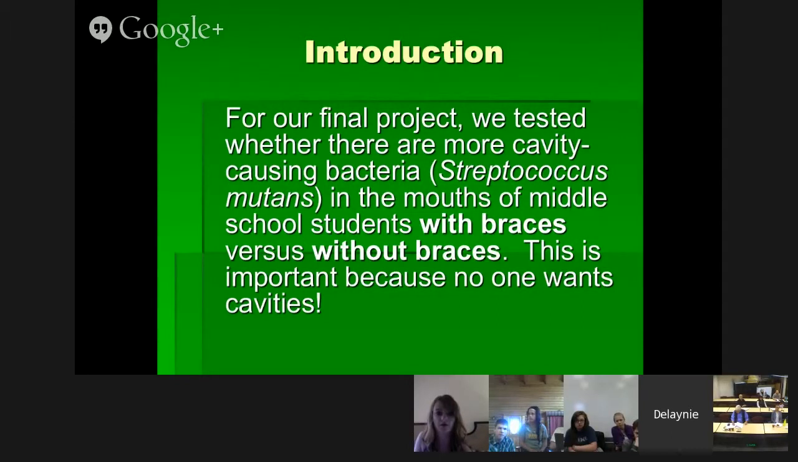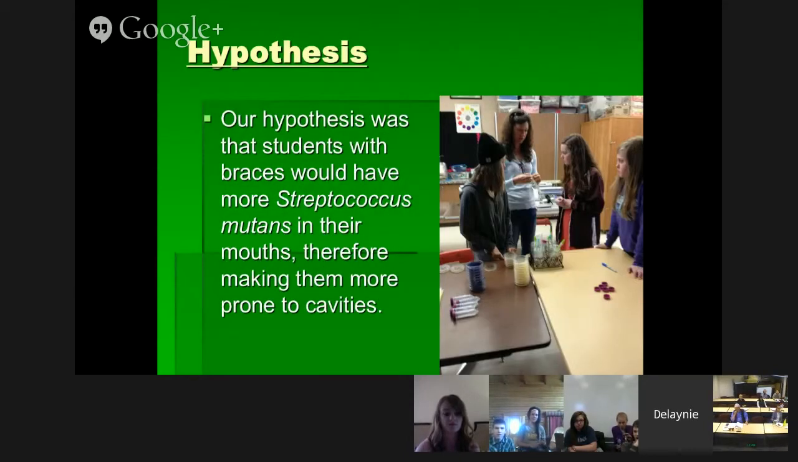So for our final presentation, we did a continuation of our infectious disease unit because we wanted to learn more about the bacteria of people with braces versus no braces. This is important because no one wants cavities. We thought that students with braces would have more Streptococcus mutans, which cause cavities.